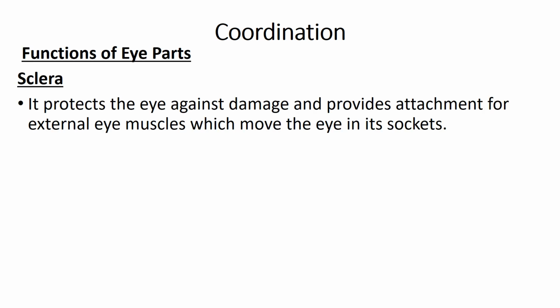So let's just take a look at some of the parts and just emphasize a few points. So we start with the sclera, which protects the eye against damage and provides attachment for external eye muscles which move the eye in its sockets. It's white and opaque. Opaque meaning that you can't see what is behind it. It doesn't allow light to just pass through it.